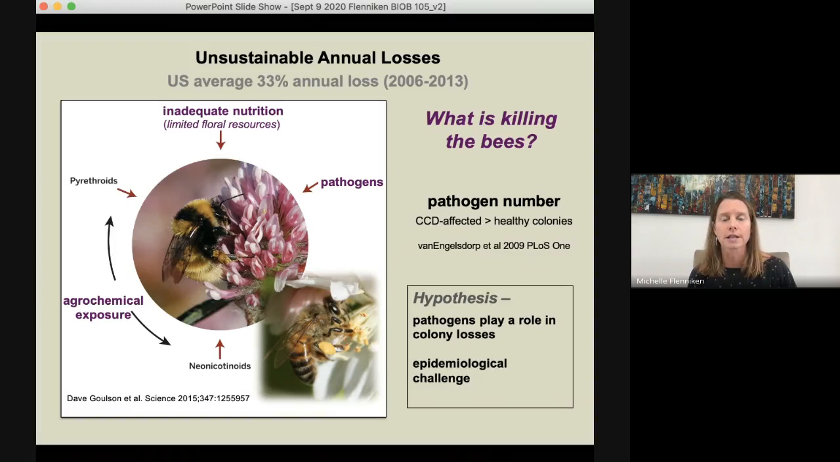And so we and others hypothesized this. And this is a real epidemiologic challenge. I think we can relate with the importance of epidemiology and studying disease throughout populations and transmission. We don't have a CDC for honeybees, and so my lab and others are forming this kind of coalition to figure out what is the role of pathogens on these colony deaths.